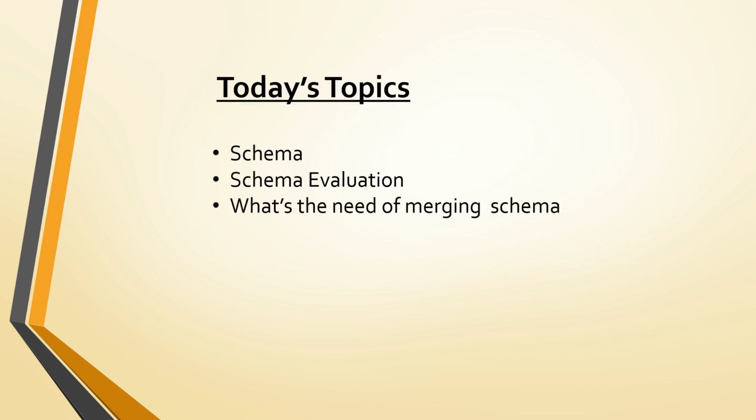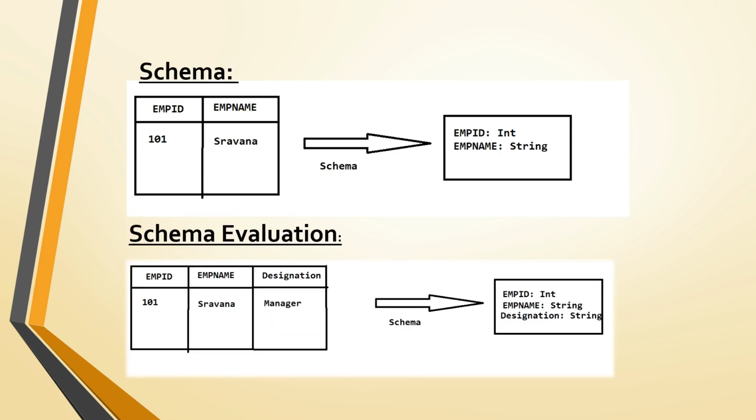So next, what is schema? Schema means a structure which defines the columns, their data types, constraints and the metadata. Let's say this is the table that we are dealing with, which has two columns, EMP ID and EMP name. What is the schema of it? EMP ID integer, EMP name string. So this particular one is called the schema of this table.